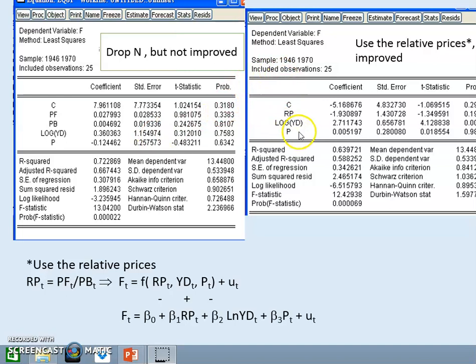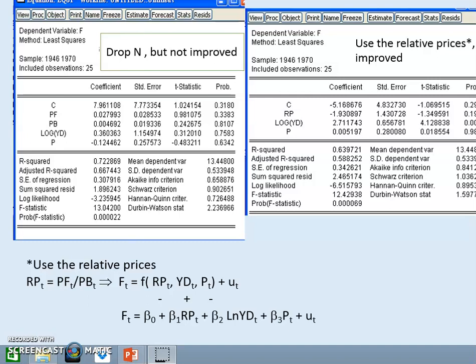Then one of the ways that we can think of is to use a relative price. If we use relative price, our P here is PF over PB. So suppose the price of fish for 1 kilo is 4 ringgit, and the price of beef for 1 kilo is 2 ringgit. If we get the relative price, it is 4 over 2, which equals 2, meaning that the relative price of fish is equal to 2 kilos of beef. So that is the concept of relative price.